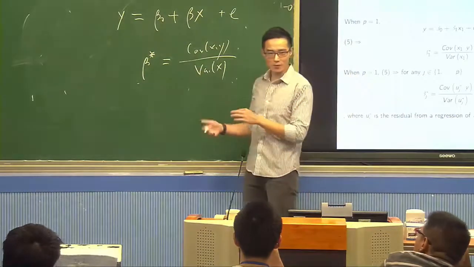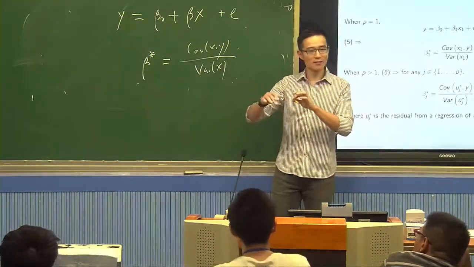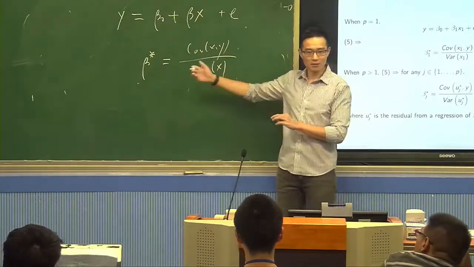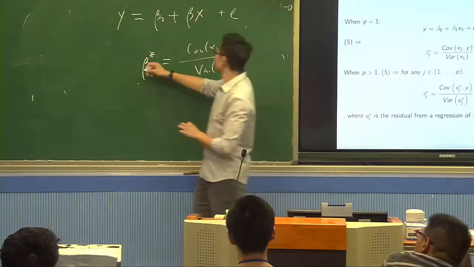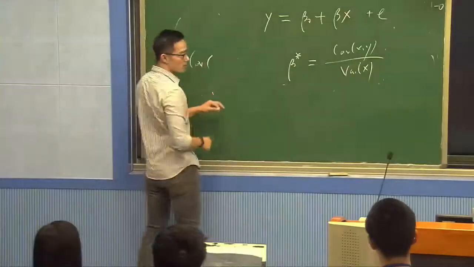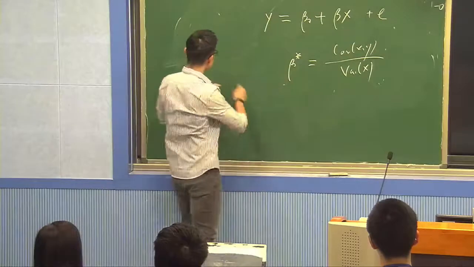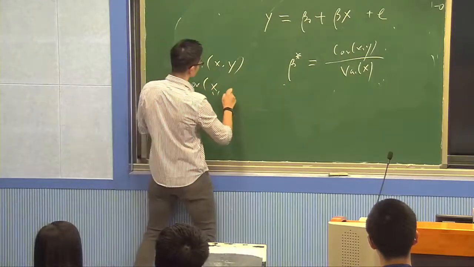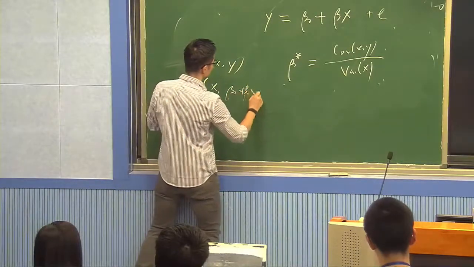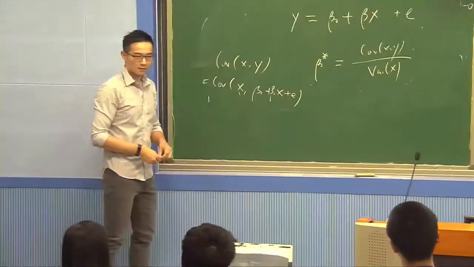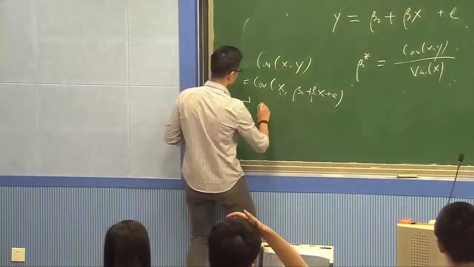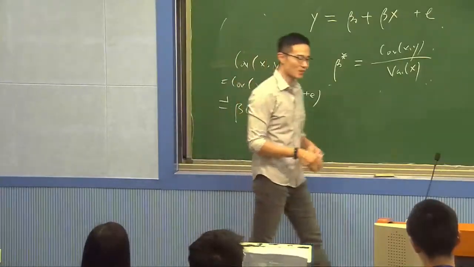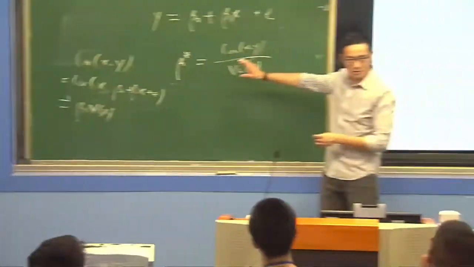I think for people who start with linear regression in one dimension, the simpler case, that's probably the first formula you learn about beta, right? The optimal beta. Because covariance xy is simply equal to covariance of x with beta 0 plus beta 1 x plus e, which gets you beta times covariance of xx, which is beta times variance of x, and then we get this formula. So anyway, I hope this is familiar to everybody.